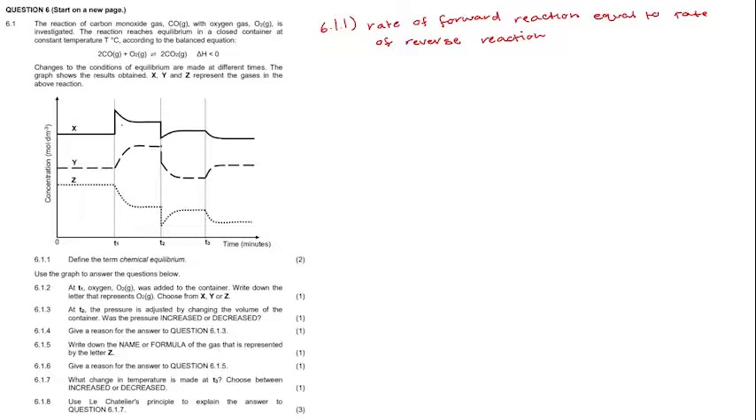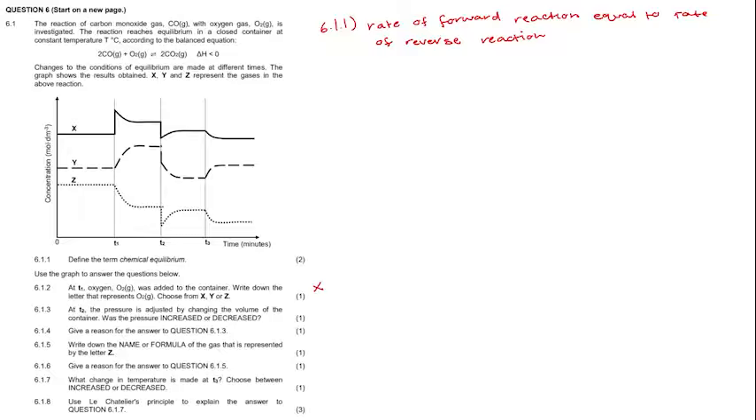So at T1 we can see that for X the concentration increases with a large spike, whereas Z decreases gradually and Y increases gradually. Therefore, X represents O2 due to the sudden increase, which is the oxygen being added. Question 6.1.3. At T2, the pressure is adjusted by changing the volume of the container. Was the pressure increased or decreased?